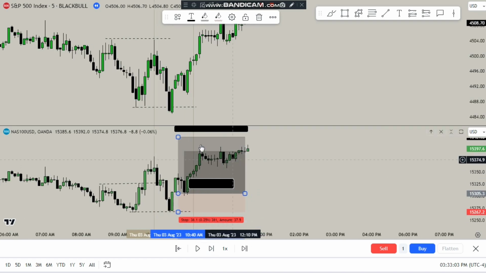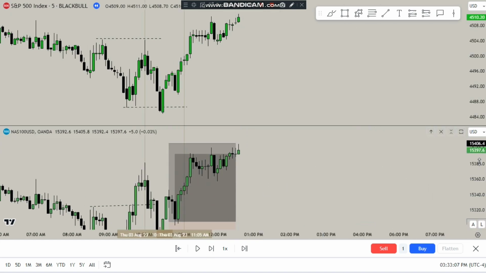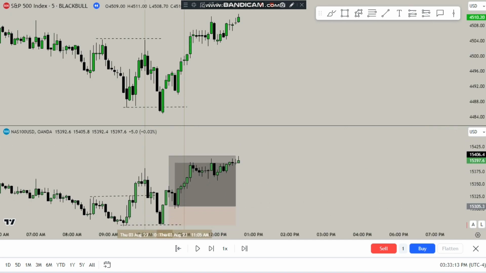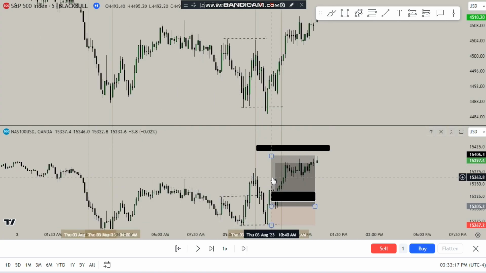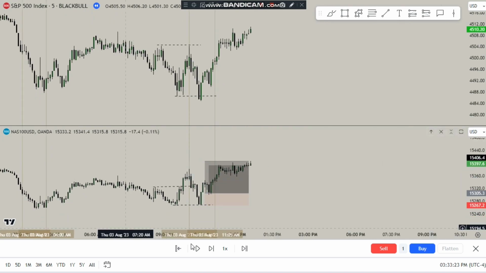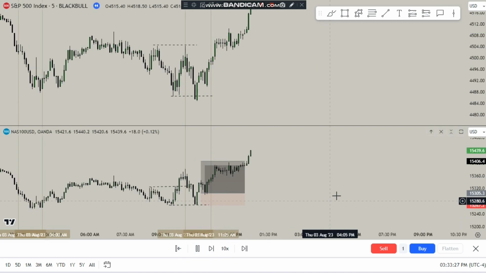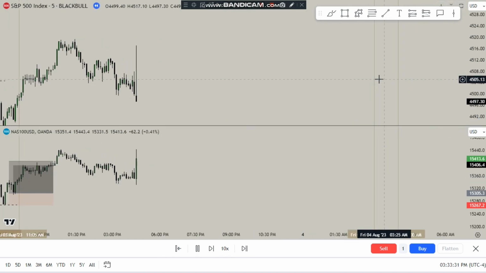Okay, like this is already 10 handles from 15305. This is more than 10 handles, so we got no trade during 3 to 4 am, and then we got a winning trade at 10 to 11 am. Now I will forward it to the next day. So let's see if we get any trade 3 to 4 am on the 4th of August.